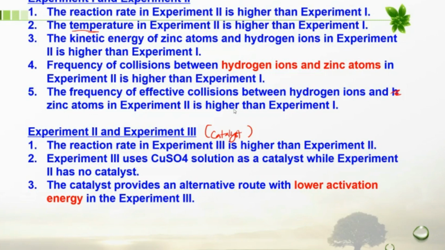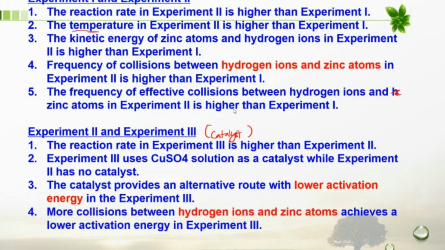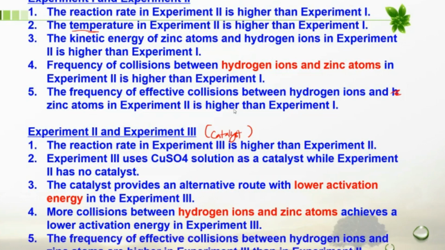Then for this one, no need to mention the frequency of collisions. Directly we mention the effective collisions. More collisions between the hydrogen ions and zinc atoms achieve the lower activation energy. So the frequency of effective collisions between the hydrogen ions and zinc atoms is higher in experiment 3 than in experiment 2.